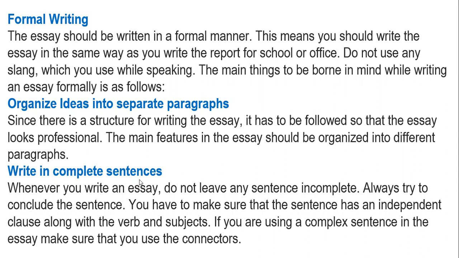Write in complete sentences. Whenever you write an essay, do not leave any sentence incomplete. Always try to conclude the sentence. You have to make sure that the sentence has an independent clause along with the verb and subjects. If you are using a complex sentence in the essay, make sure that you use the connectors.